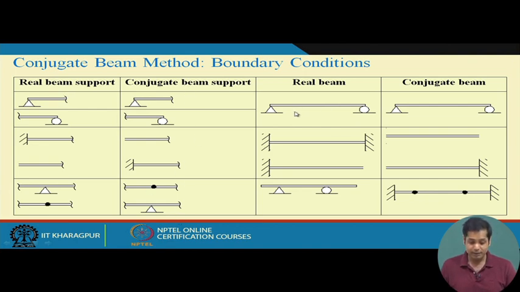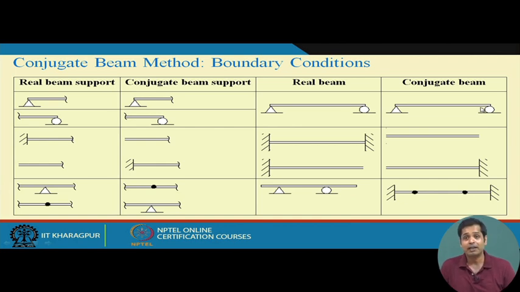Now, for example, if this is a simply supported real beam, the conjugate beam also becomes simply supported, because a hinge support in the real beam is also a hinge support in the conjugate beam, and a roller support in the real beam also remains a roller support in the conjugate beam. So, if the real beam is simply supported, the conjugate beam will also be simply supported.